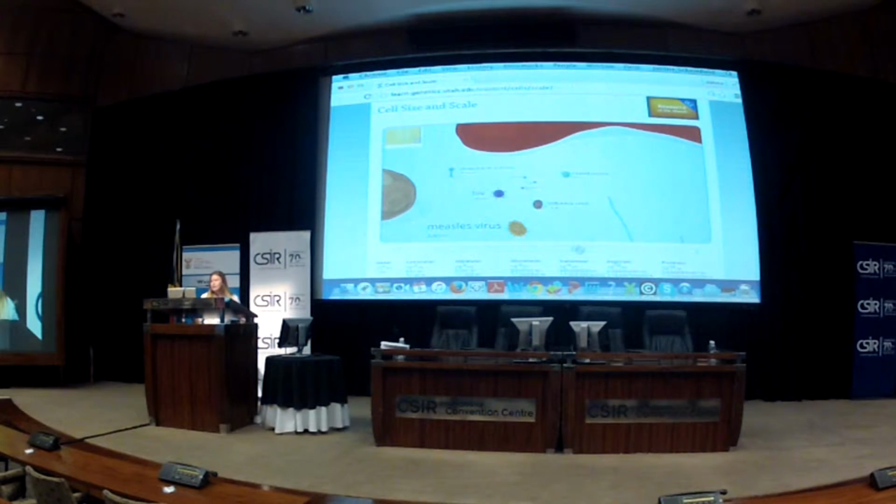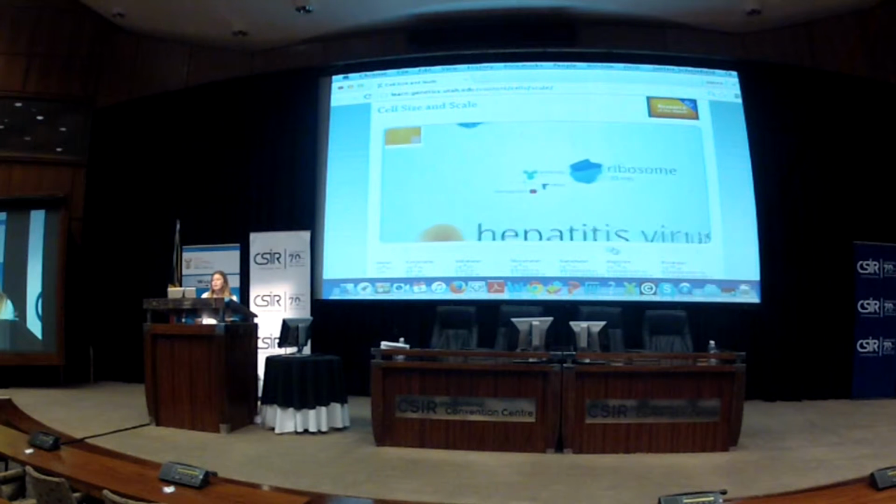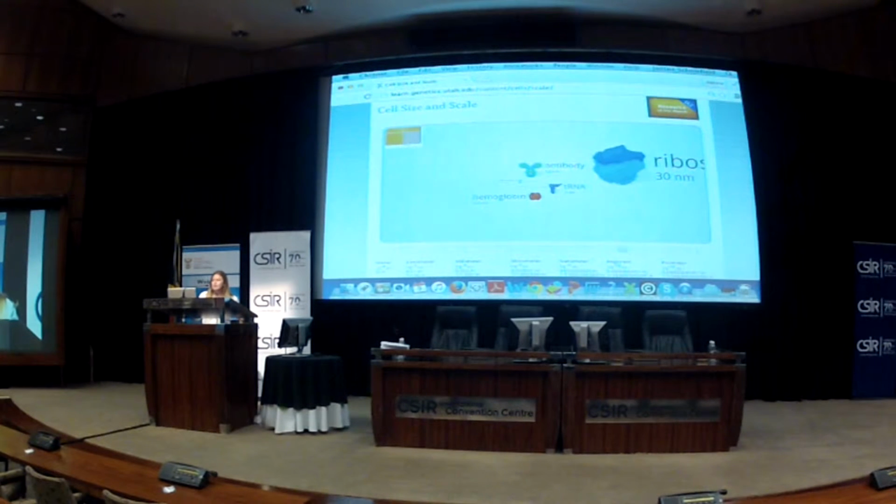The microscope that we have in our lab, which is, to the best of my knowledge, the only one in the country, gets us down to this level here. Okay, so ribosome, almost antibody level. So we can resolve down to 20 nanometers, which is 10 times better than a confocal microscope.